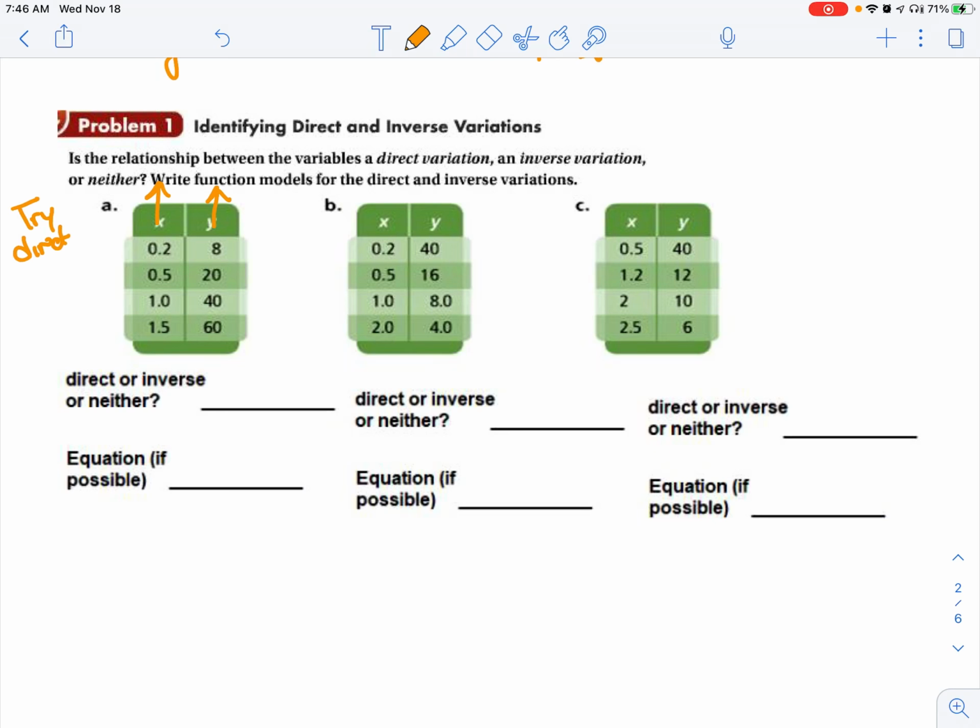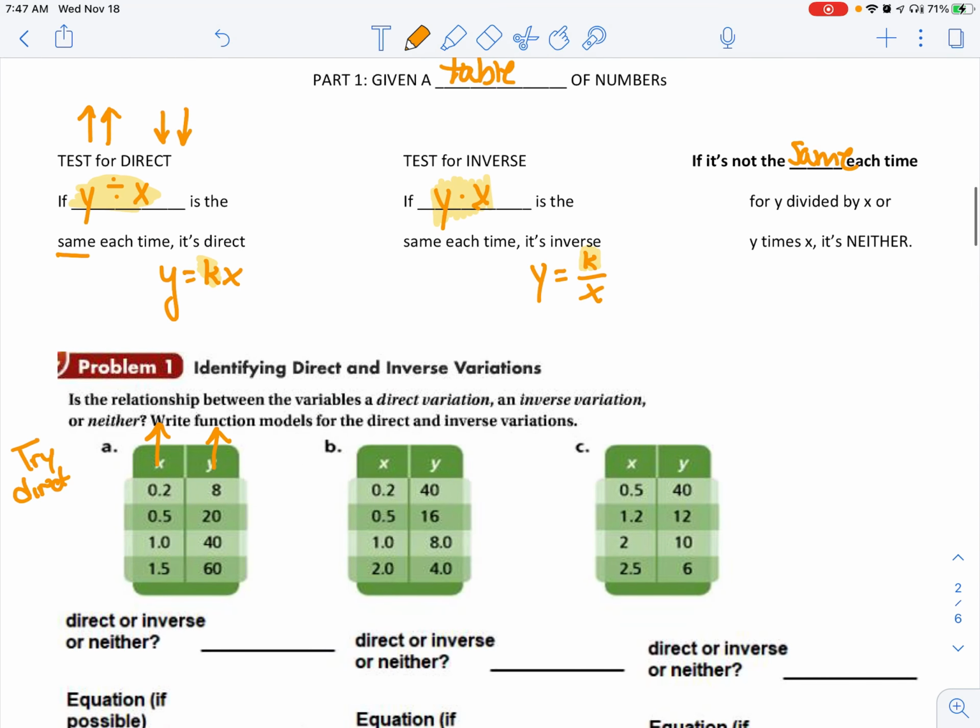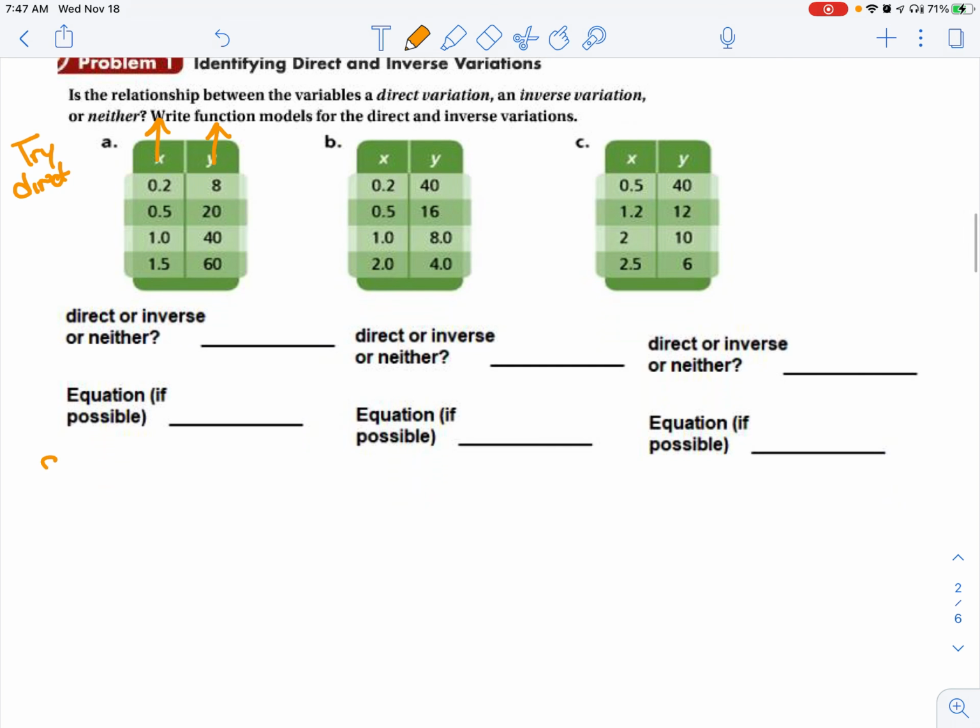To try direct, what I need to do is y divided by x. So I'm going to do 8 divided by 0.2, 20 divided by 0.5, 40 divided by 1, and 60 divided by 1.5. And you're going to get 40 here, 40 here, 40 here, and 40 here. If you don't believe me, use a calculator.